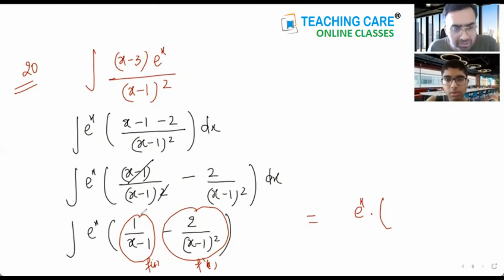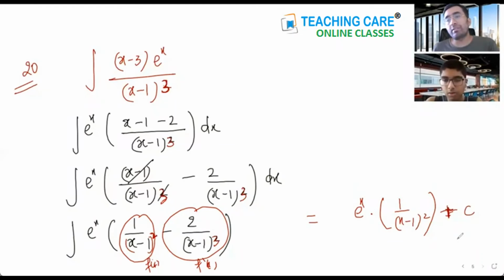I think I made some mistake here. It was (x minus 1) cube, and this is (x minus 1) cube, so this is your whole square. Now it's fine. So f dash x is this one, so f(x) will be 1 over x minus 1, plus C. Now you can note it down.